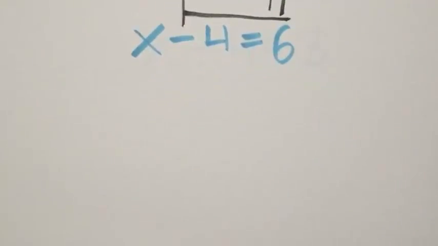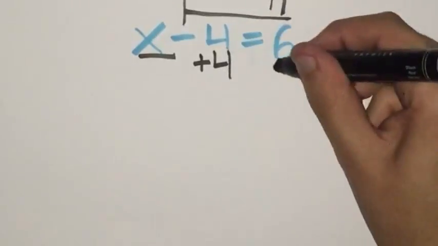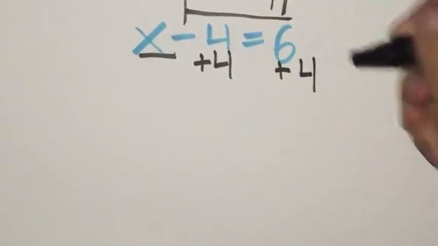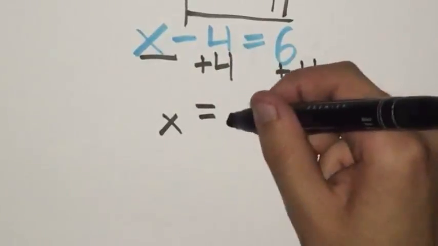Our next problem requires us to do the same thing, but this time we're going to do the opposite direction because we're starting off with a subtraction. Here's the x we need to get alone, so we add 4 to both sides of the equation. We then have x equals 6 plus 4, resulting in x equals 10.